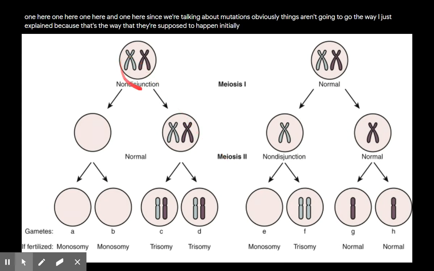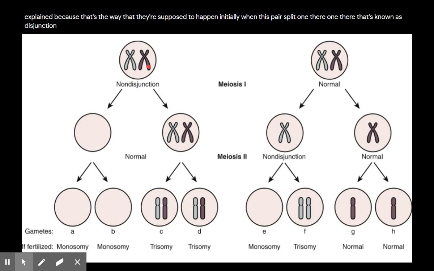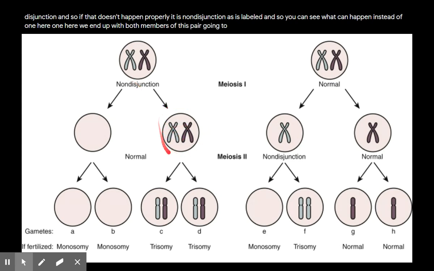Initially, when this pair splits, one goes there. That's known as disjunction. If that doesn't happen properly, it is non-disjunction, as labeled. And so you can see what can happen. Instead of one here, we end up with both members of this pair going to one cell during meiosis 1.